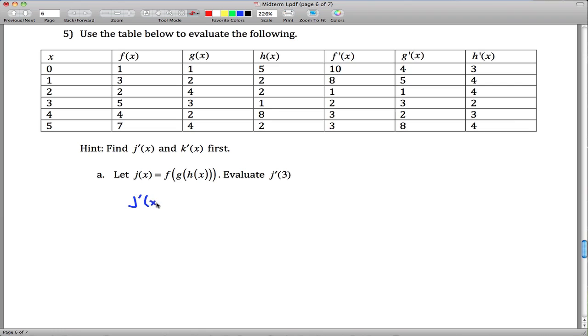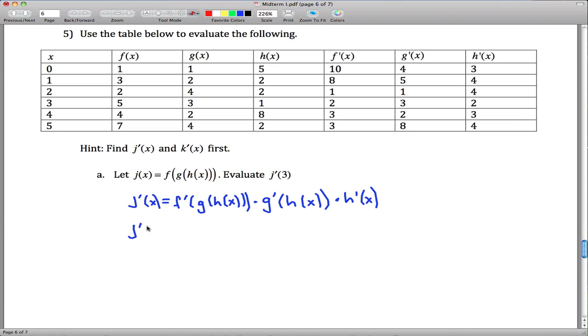So j prime of x, using the chain rule inside the chain rule, we got the outermost level, this f, we change to f prime and then leave the inside alone. Then we peel off the next level, which is this g, and leave the h alone. And then finally we have to take the derivative of this guy, h prime of x. But that's just j prime of x.